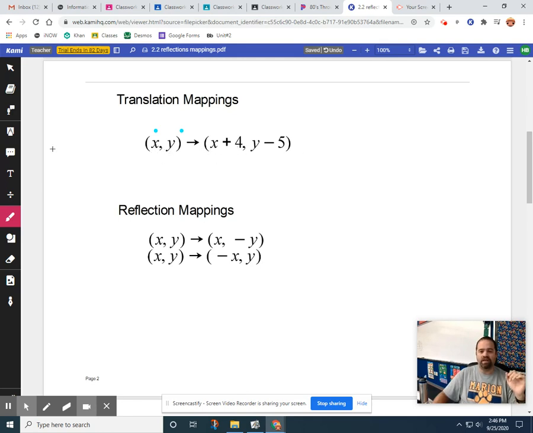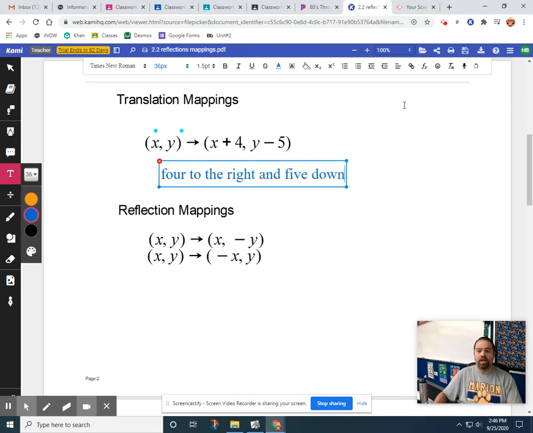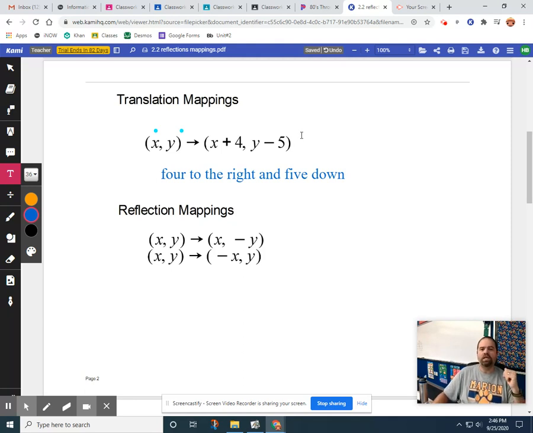right and 5 down. So some of the things that I asked you guys to do were to simply write that out and tell me, how do these things move? So this mapping says that every point moves 4 to the right and 5 down. And that's it. You're done. There's nothing else to it.